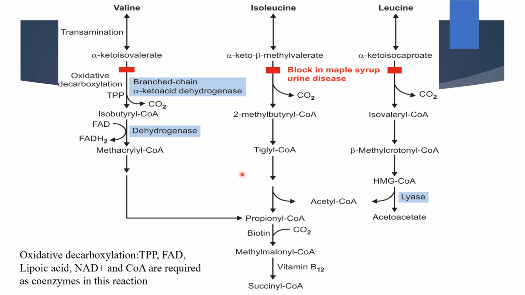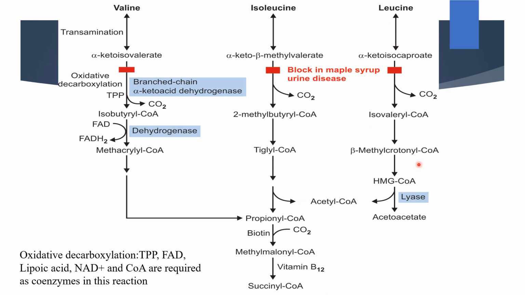Then dehydrogenase is an FAD dependent enzyme. So in a nutshell, valine ends up only in succinyl coenzyme A, so that's why it is glucogenic, while isoleucine is converted into both acyl coenzyme A as well as succinyl coenzyme A as end products. So it is both glucogenic as well as ketogenic via acyl coenzyme A.